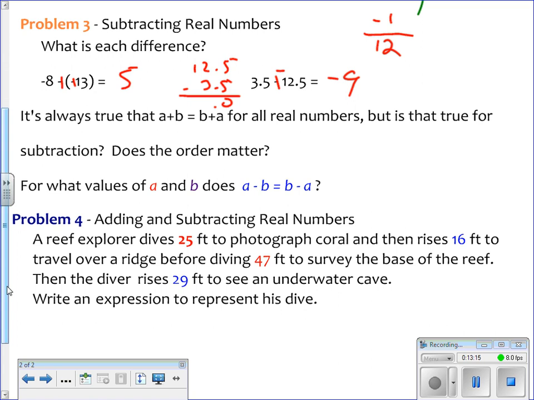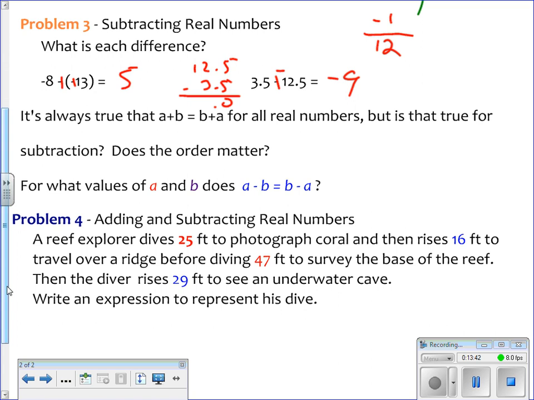Now, the next part's kind of important. It's always true that A plus B equals B plus A. If I am adding two numbers, it does not matter which one's in front. If I'm adding a bunch of numbers, it doesn't matter the order that I'm adding them together.